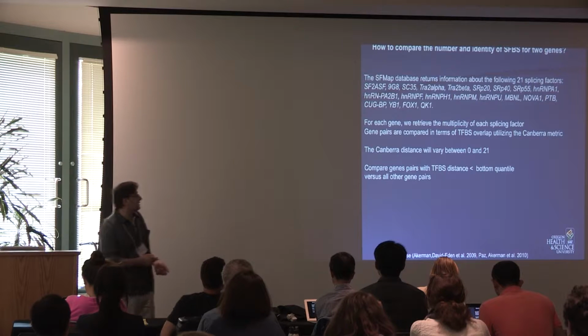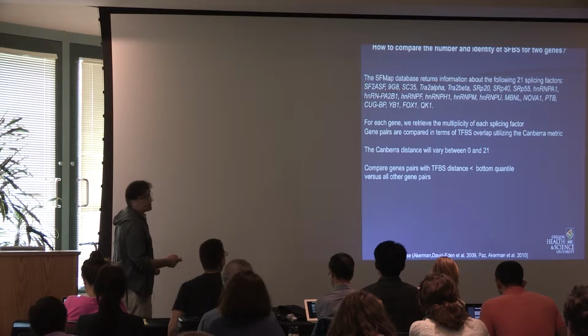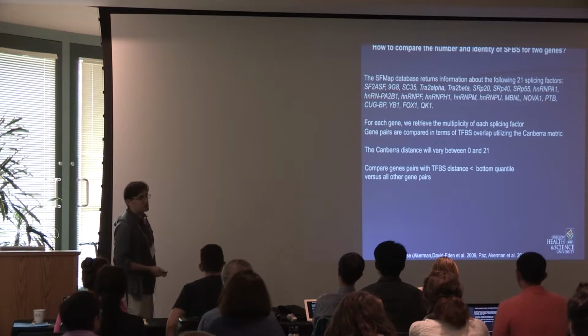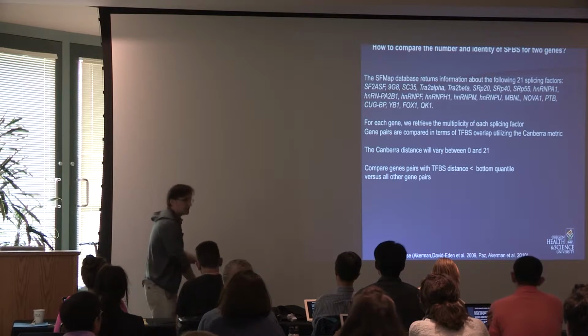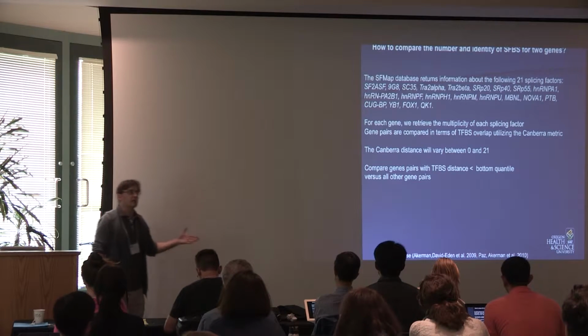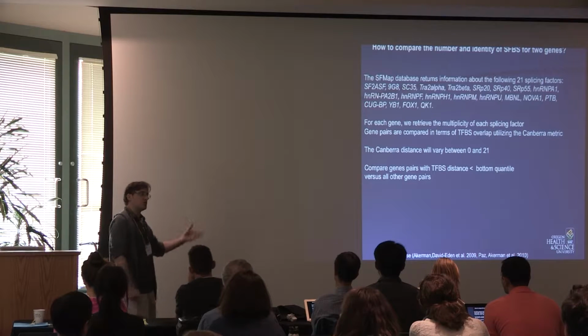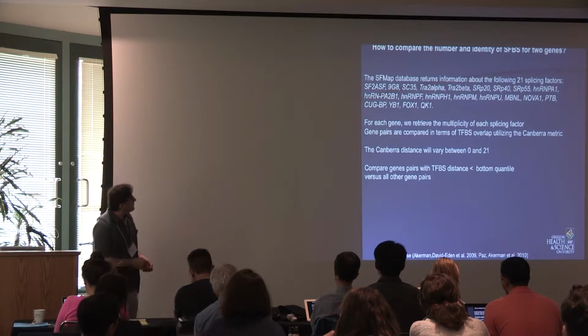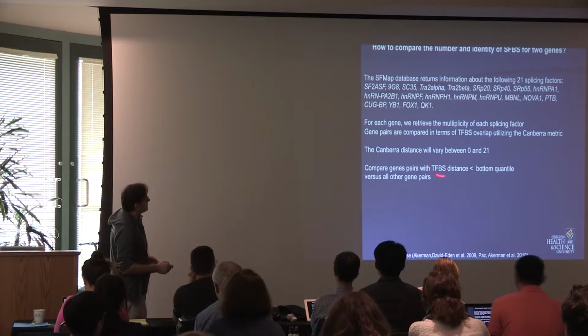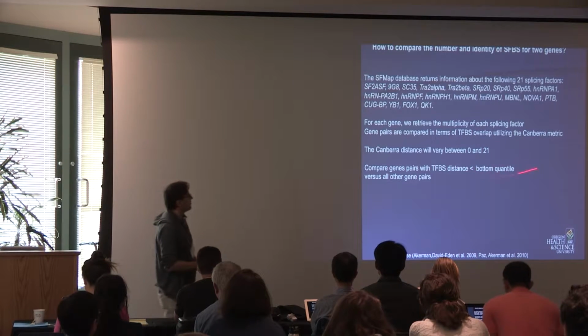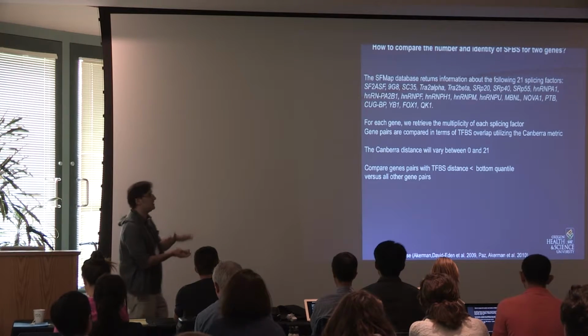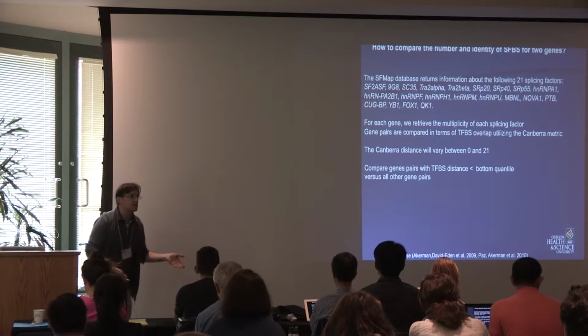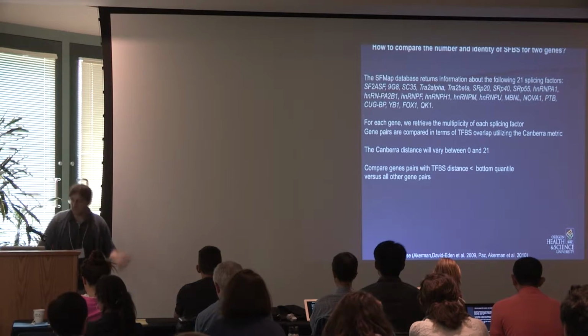For this one, I use Canberra metric. You can use other distance measures. I don't think it's essential you use this particular one. You just have to understand what the information is and make sure that the distance measure captures that information. So I choose the distance in the bottom quantile. So basically, they are similar in terms of which binding sites are present in each gene.